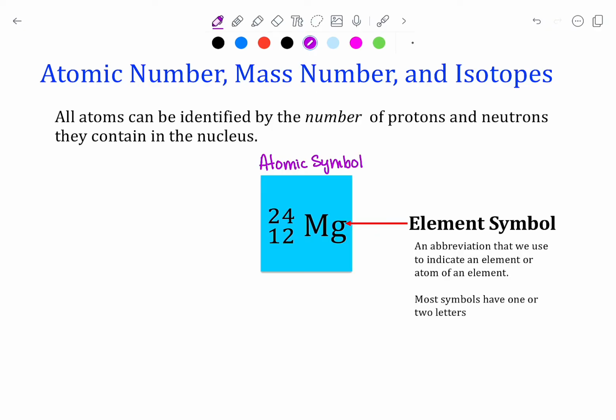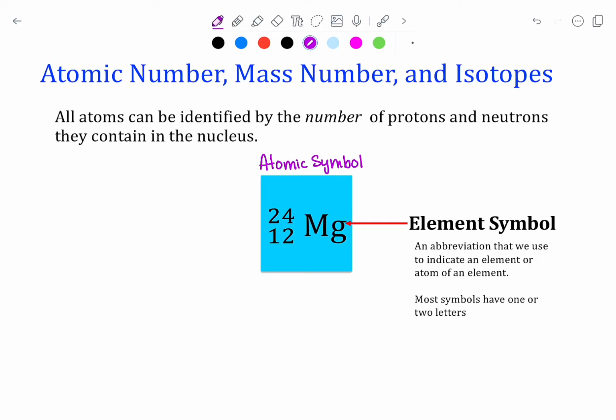And it is made up of the element symbol. So this is the abbreviation that we use to indicate an element or an atom of an element. Most of our symbols are going to have one or two letters, and we find those symbols on the periodic table. Some of them sound or look like the element that they're discussing.